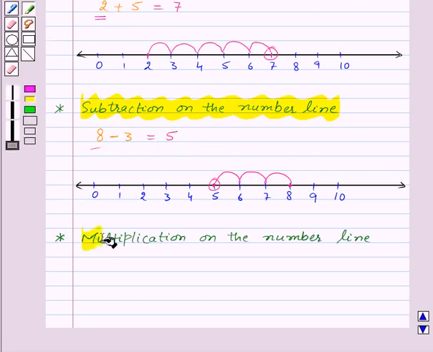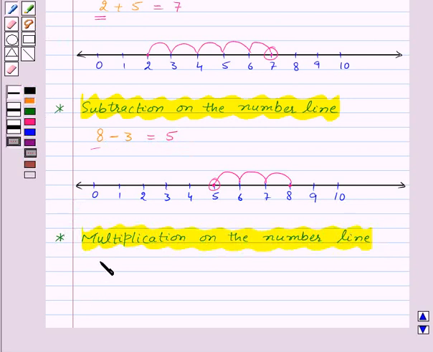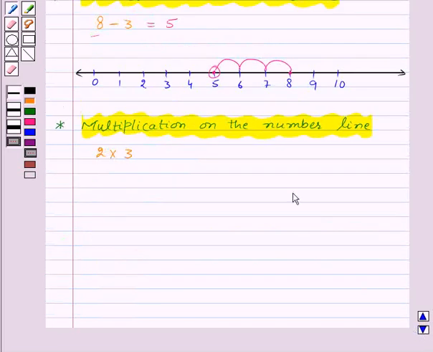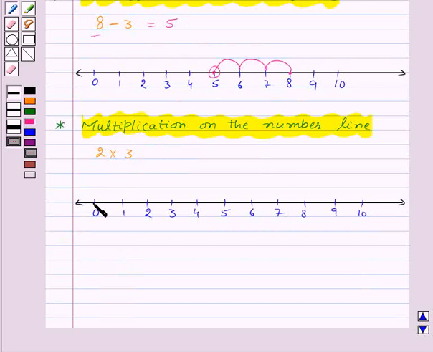Next, we have multiplication on the number line. Suppose, here we want to multiply 2 and 3. So, first of all, we will draw the number line. Now, here we want to multiply 2 and 3. So, we will start with 0 and we will move 2 units at a time, because we have first number as 2 and we will make 3 such moves. So, this is our first move, second move and third move. So, we reach at the point 6. That means 2 into 3 is equal to 6.